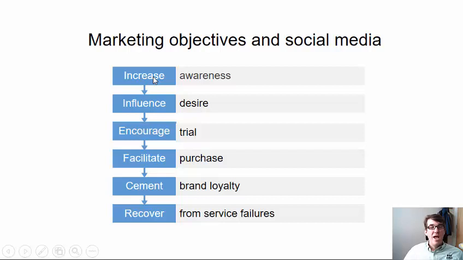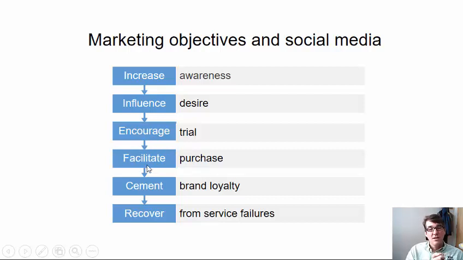Once they're aware, they actually need to have a desire to participate in what you're offering. That can be through influence and desire. Once they desire to do it, and they may need a little push, you need to get them to the point where they facilitate and purchase. This influence and desire encourages trial. That's, hey, come and try us out. This could happen sometimes through promotion, sometimes through them seeing other people participating in what they're doing that they consider similar to them. But you want to somehow get them to purchase something.